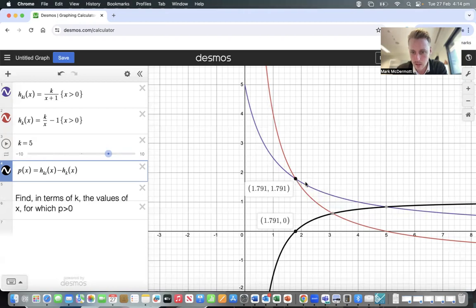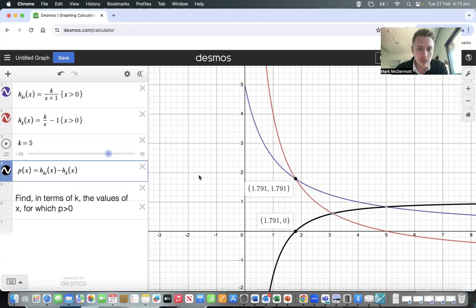To the right of this intercept, the purple line is above the red line. So the value of the function is larger for the purple line than the value of the function for the red line. So that's where p of x is positive, to the right there.